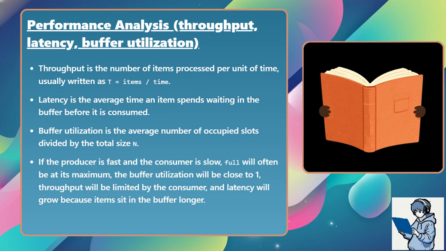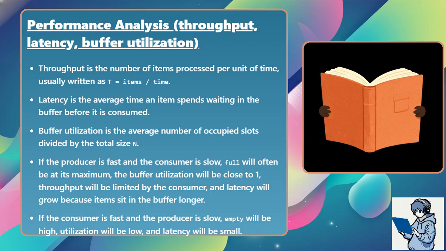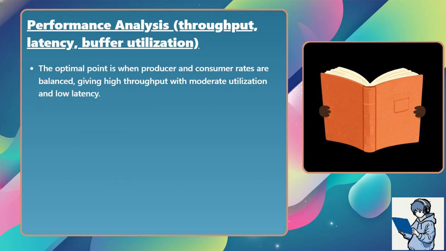If the producer is fast and the consumer is slow, full will often be at its maximum, the buffer utilization will be close to 1, throughput will be limited by the consumer, and latency will grow because items sit in the buffer longer. If the consumer is fast and the producer is slow, empty will be high, utilization will be low, and latency will be small. The optimal point is when producer and consumer rates are balanced, giving high throughput with moderate utilization and low latency.